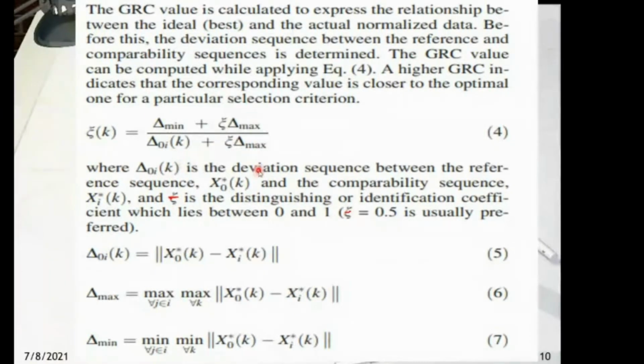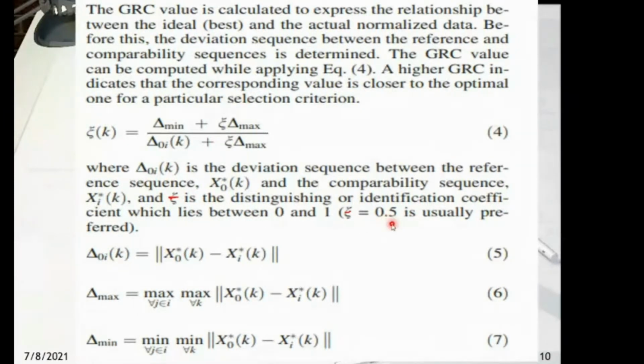Delta k is the deviation sequence between the reference sequence and the comparability sequence, and eta is called the distinction or identification coefficient. In general we keep it at 0.5. You may have the doubt why you should select 0.5, when you could use 0.4 or 0.3 or 0.1, but never keep 0. I'll explain with the problem what will happen when you keep the other values. But generally, to solve the problem, we keep 0.5.